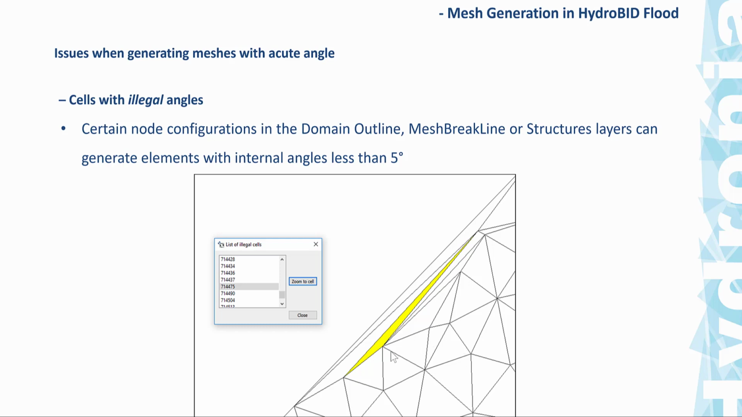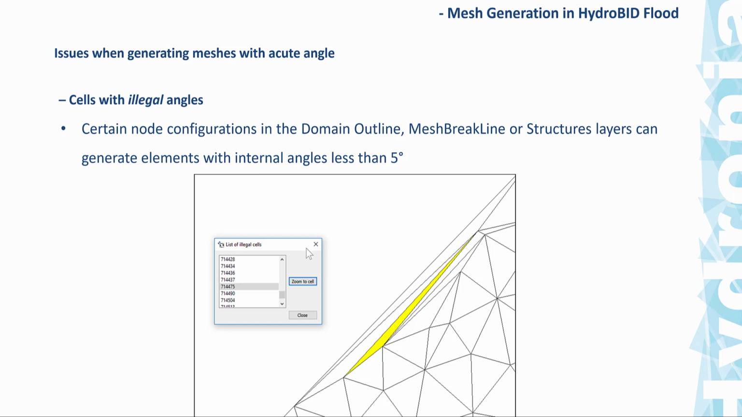The model likes cells that are close to equilateral triangles, or even right triangles work well. But if you have triangles that are extremely elongated, as this one here, that will lead to problems in the model. As a matter of fact, the model does not let you have cells that have an internal angle of less than 5 degrees at all.